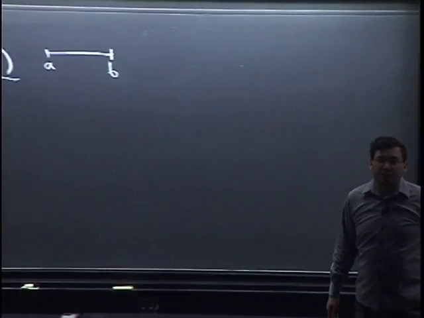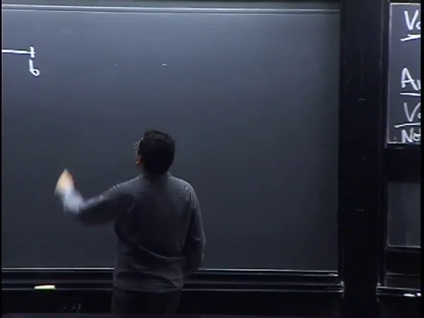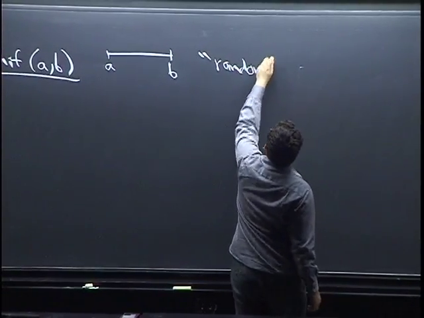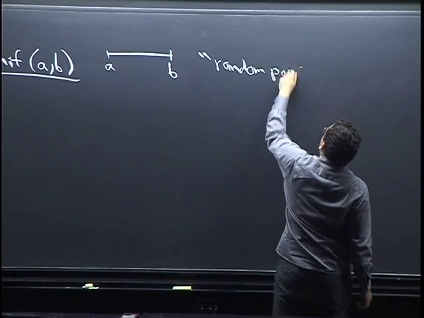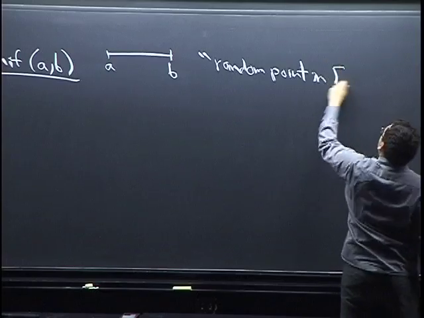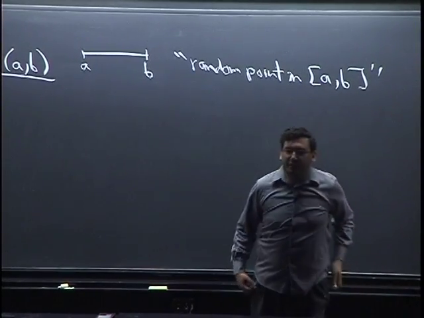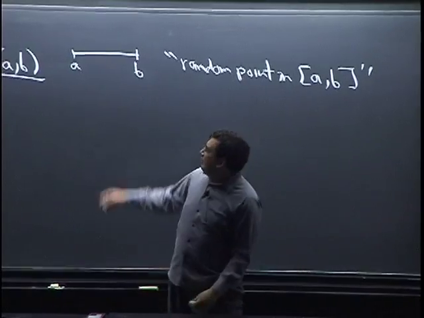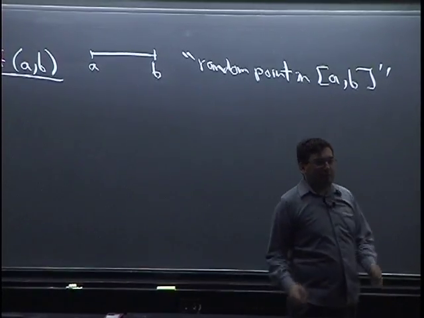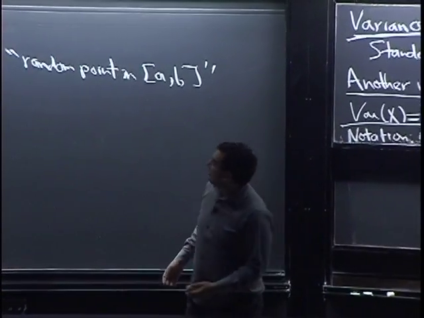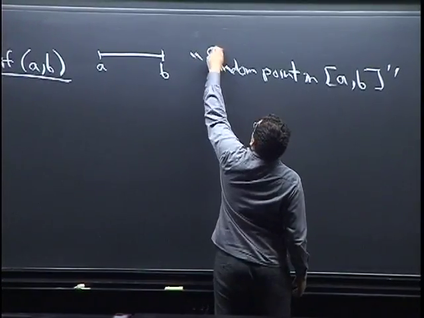We want to pick a random point in this interval. I'll put random in quotes. In this interval. How do we do that? The question is, what does random mean? Intuitively, random is too vague, because it just means we have some random variable, okay? Well, what if we said completely random?